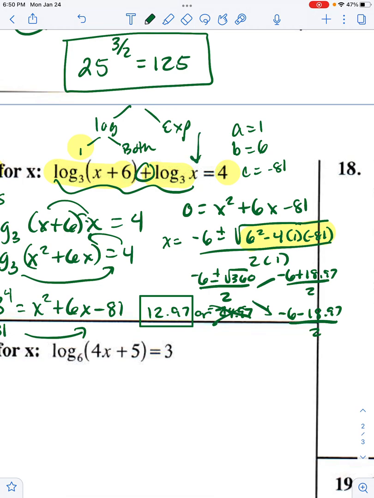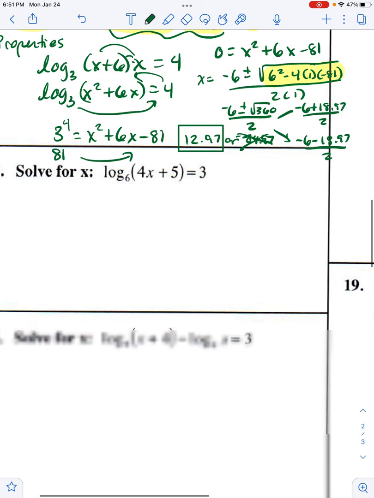And the reason I can't use that negative is that when I plug it in here, it would force me to take the log of a negative, and you can't do that. You can't take the log of a negative number. It's not possible. So when you get a value, you plug it into the original and you check and make sure it doesn't force you to take the log of a negative.